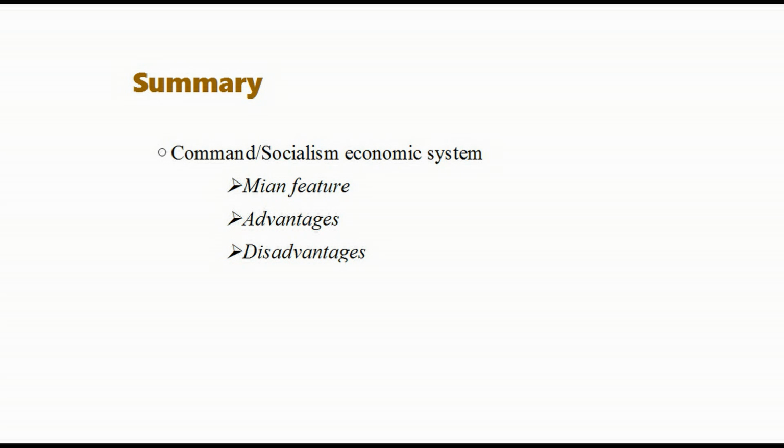Then we tried to see the various concepts related to this topic: main features of command economy, advantages and disadvantages. In relation to the main features of the command economic system, there is collective ownership, ownership of resources by the state or the public. Clear social and economic objectives are there, which is different from that of the capitalist economic system. Central economic planning, strong government role, maximum social welfare, and relative equality of income are parts and parcel of the main features of the command economic system.